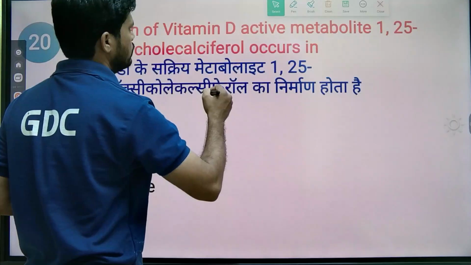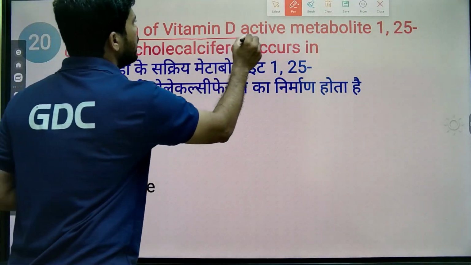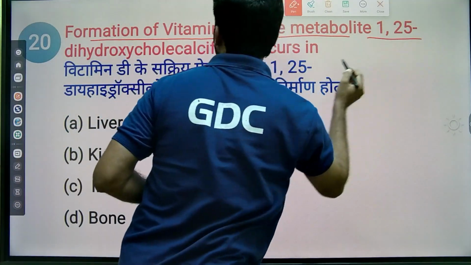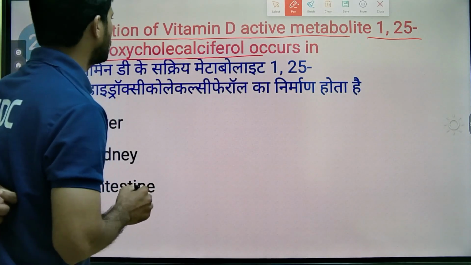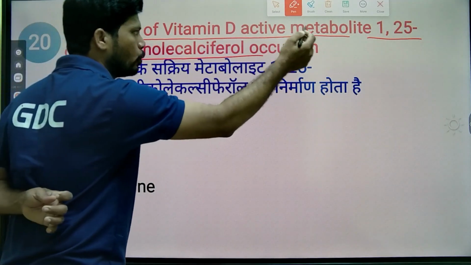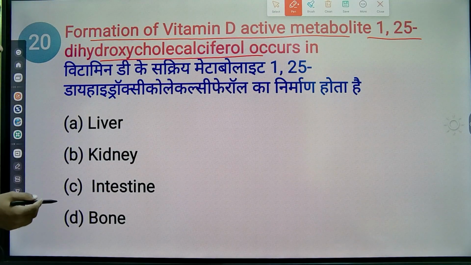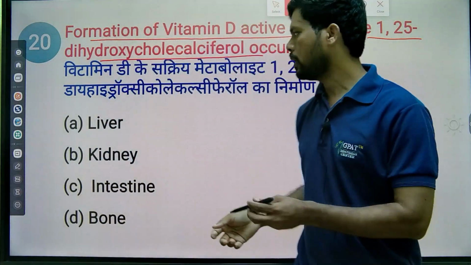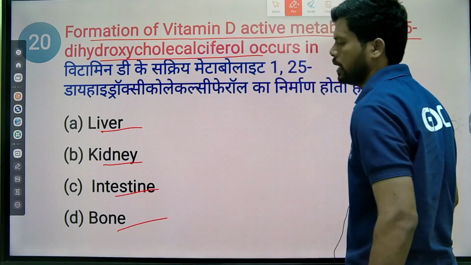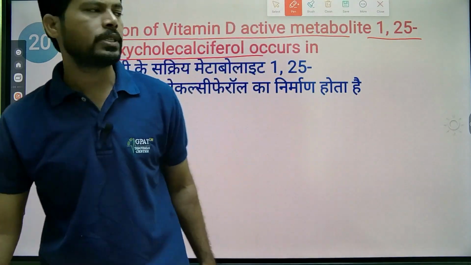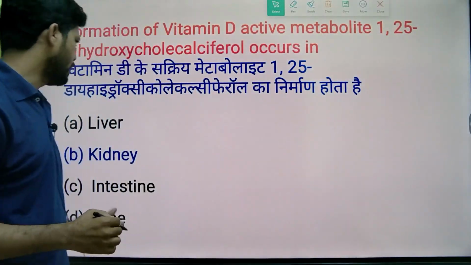So next MCQ. Formation of the vitamin D active metabolite 1,25 dihydroxycholecalciferol occurs in which organ? The options are liver, kidney, intestine, and bone. The answer is the kidney. The activation takes place in the kidney.